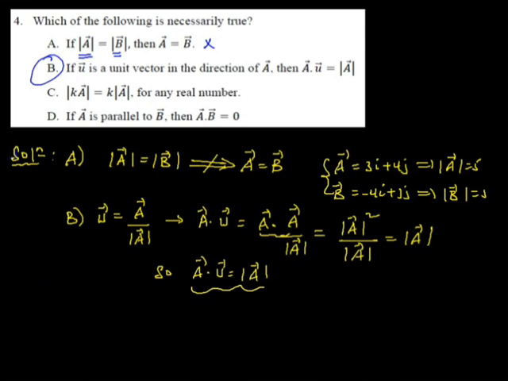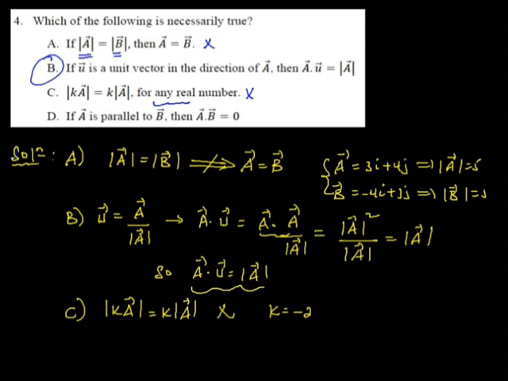So we can check that the rest are wrong. For example, if we take the statement in C, the magnitude of K times vector A is K times the magnitude of vector A. It says like this. This fails whenever K is negative. If you take K negative, this statement will be wrong for any negative K values. So C cannot be a true statement. C will be true only whenever K is positive. Otherwise, for any real number, it's wrong.